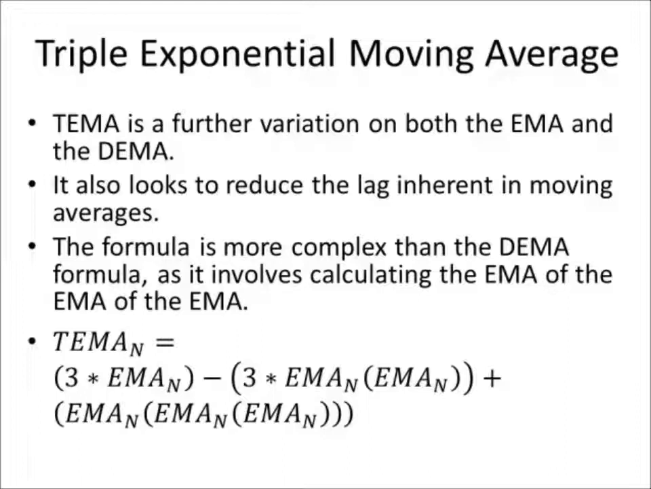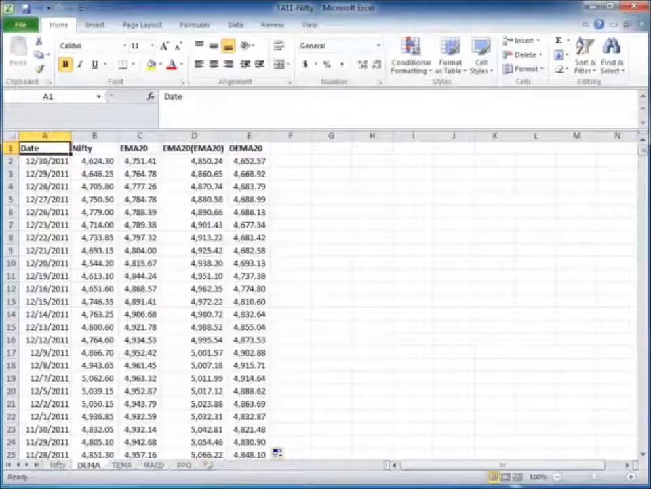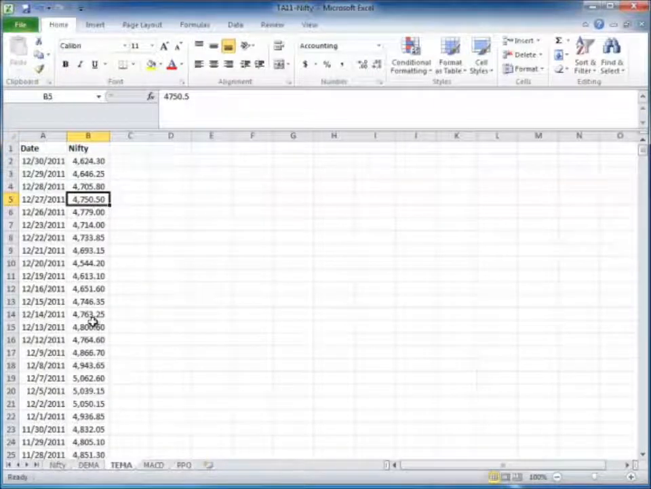Alright, so let's now go into Excel, and we can go through the procedure of calculating the triple exponential moving average. Here we are back in Excel, and we're now going to calculate the triple exponential moving average. So we'll start from scratch. Let me go to the next tab, triple exponential moving average. And we'll again calculate it for 20 days, so the 20-day triple exponential moving average, and then we'll see what it looks like.